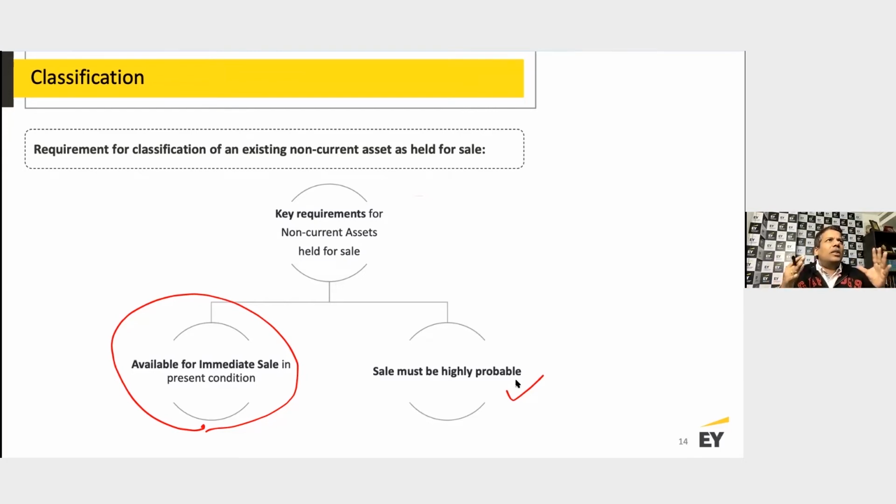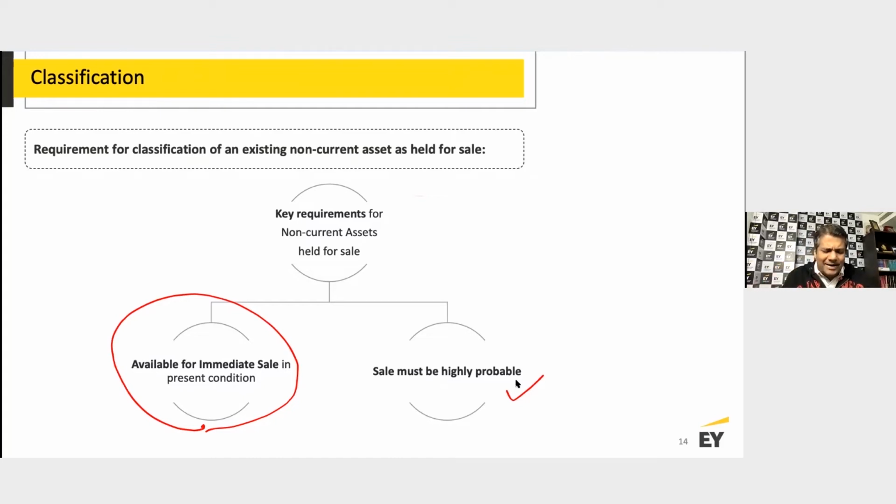So what are the two very important criteria? First of all, it has to be a non-current asset group which the management intends to now monetize through sale and not by way of continuing use.